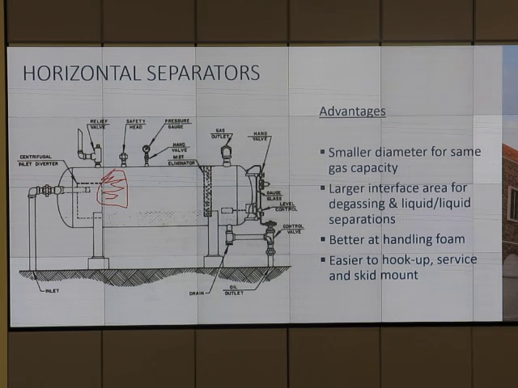Okay. Vertical separator is not quite good at doing anything with foam. Okay. Easy to hook up service and skid mount. We can put it on the skid, move it, not a problem. Okay. And if we have a lot of area, we just put it there.